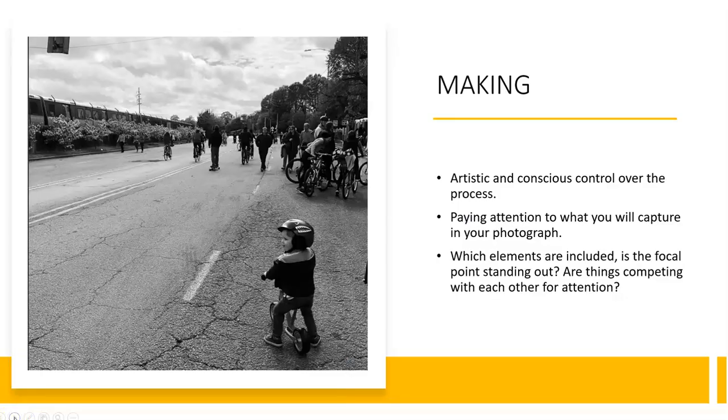Here's an example of someone who is making a photograph. Now, we can obviously see that this is the same event because I still see lots of people riding their bikes. I see the trees, I see the road, but this photo is a lot more artistic. You can tell that more thought went into this. And as a photographer, you need to be paying attention, like I said, to what you are trying to capture in your photo. And I know we haven't gone over the elements yet, but we're going to here in just a few minutes.